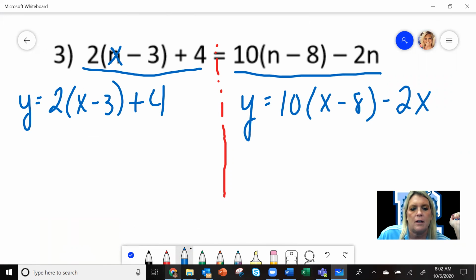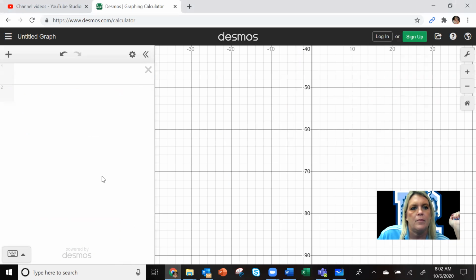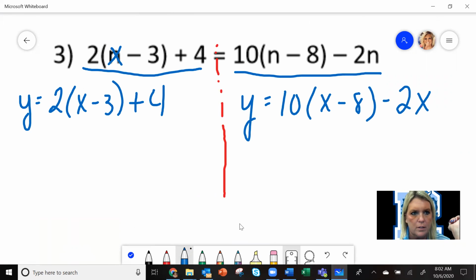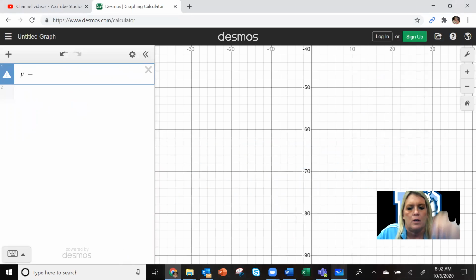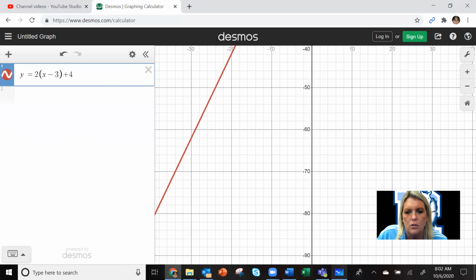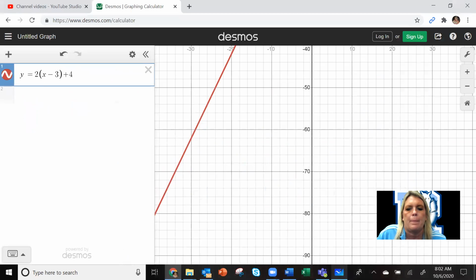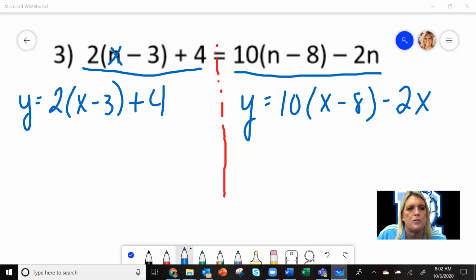So when I go into the calculator, exit out to clear out what we did before, click into the top one, and I'm going to put y equals. So let's see what the first one was. 2 times x minus 3 plus 4. Let me make sure I did it right. Very important. Yes. 2 times x minus 3 plus 4.